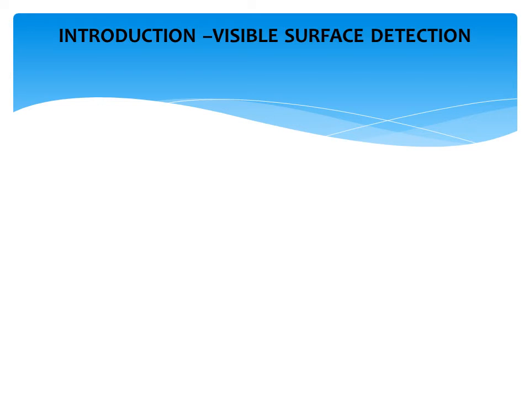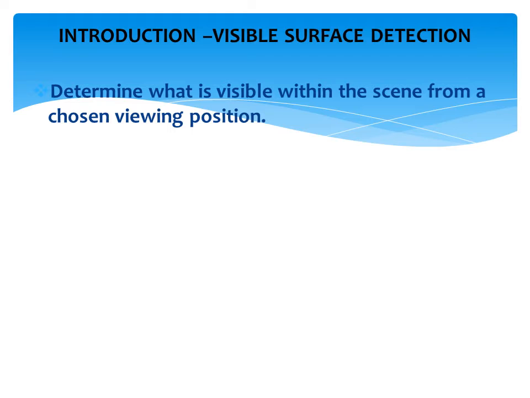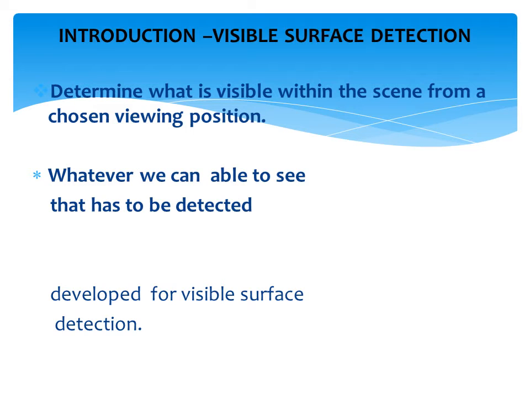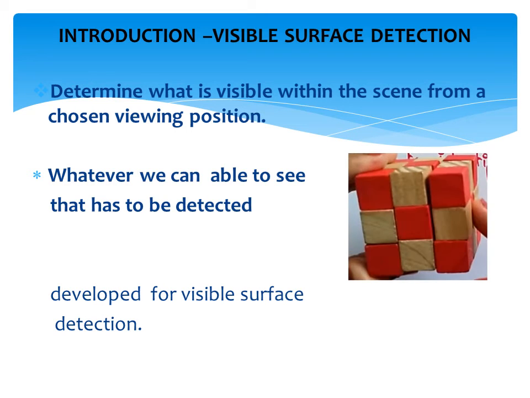What is visible surface detection? If you read the name twice, you will get the real meaning of visible surface detection. Visible means able to be seen. Surface detection means the object has to be detected. That is, whatever you can see has to be detected. See this diagram. The front part of the cube can be seen, so that has to be detected. The back side of the cube is invisible, so that has to be eliminated. There are many algorithms developed for visible surface detection.